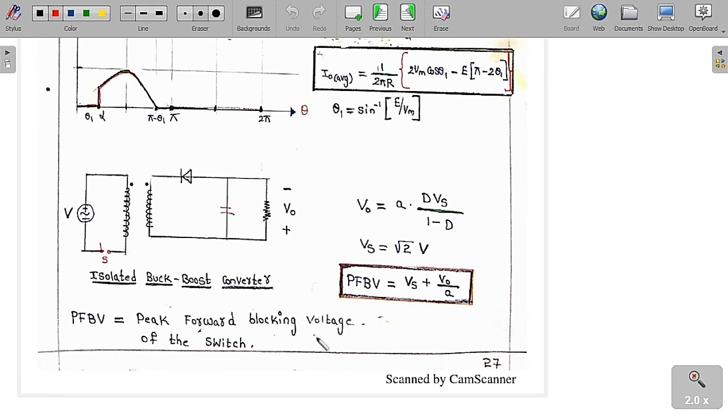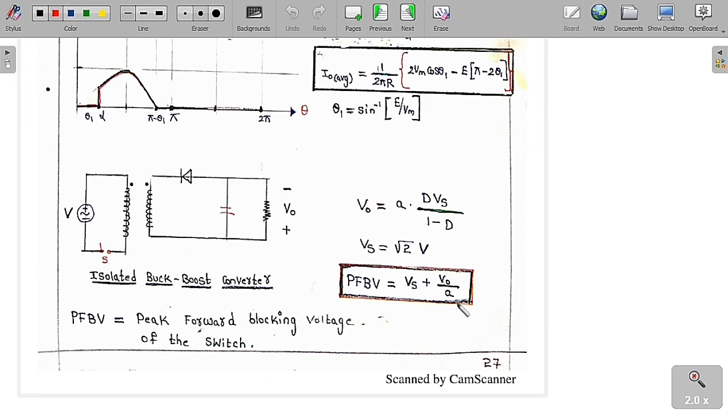Here PFBV is the peak forward blocking voltage of the switch, which is equal to Vs plus V0 by A. The peak value is Vs, and the other value is V0 by A, so you just have to do the subtraction and we get Vs plus V0 by A. Vs is the maximum value of the source voltage, and V0 by A is the voltage across this one. Therefore Vs plus V0 by A is the peak forward blocking voltage of the switch.